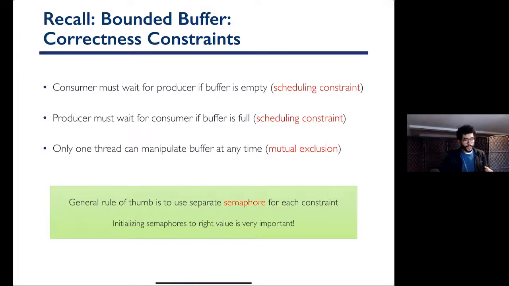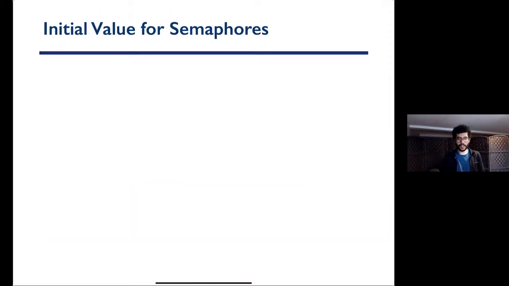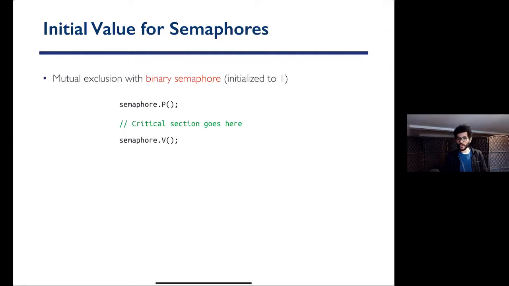Now, how semaphores work depends on how you initialize them. In particular, if you want to use a semaphore as a mutex, you should initialize it to 1. This is called a binary semaphore. If your semaphore is initialized to 1, then you can use semaphore.p very similarly to mutex.lock, and semaphore.v very similarly to mutex.unlock.